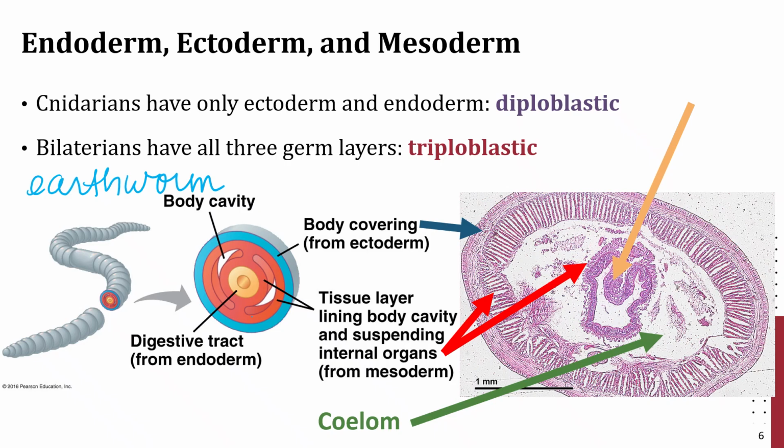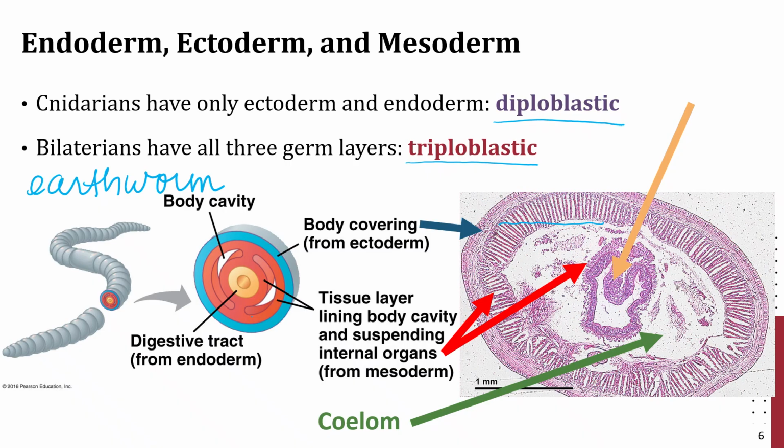So our cnidarians have both the ectoderm and the endoderm. They don't have the mesoderm layer, which means that they don't have true muscles. They can't have true muscles because the mesoderm develops into the muscle cells. So we call cnidarians diploblastic, meaning they have only 2 layers to their blastula. And all of our bilaterians are going to be triploblastic, meaning they have all 3: ectoderm, endoderm, and mesoderm.